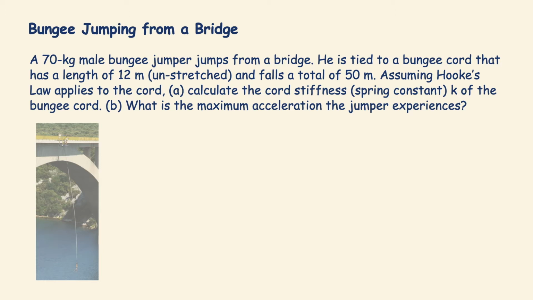Part A, to calculate the cord stiffness or spring constant k of the bungee cord, and B, to find the maximum acceleration that the jumper experiences. We will have two potential energies here, gravitational and elastic of the cord.